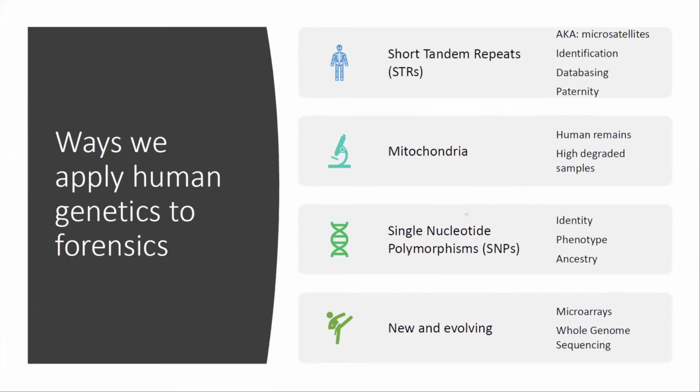And then these other 3 areas, again, just for reference, we also look at another DNA element called the mitochondria. We look at these SNPs I mentioned earlier, and then there's some new and evolving areas where we're looking at maybe even the whole human genome, those 3.2 billion base pairs, or other scattered regions throughout the genome to get really high density data. But that's for another talk.